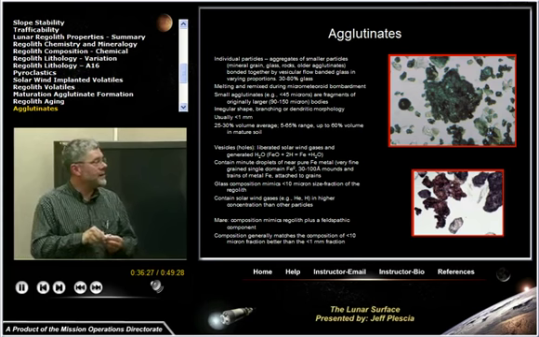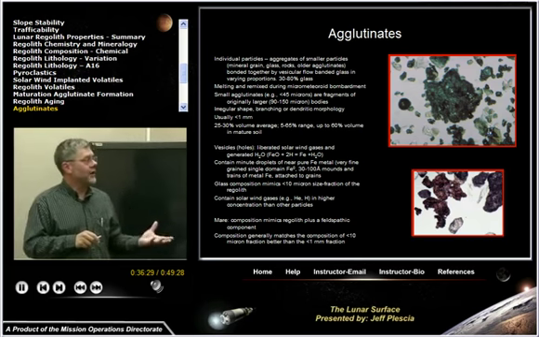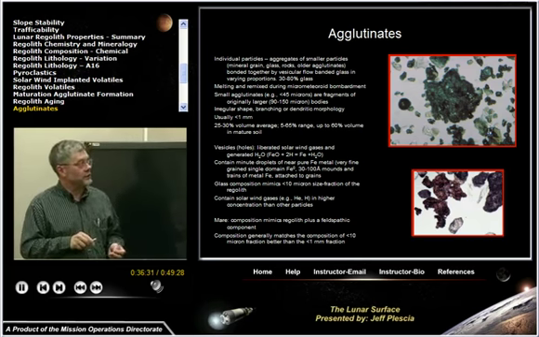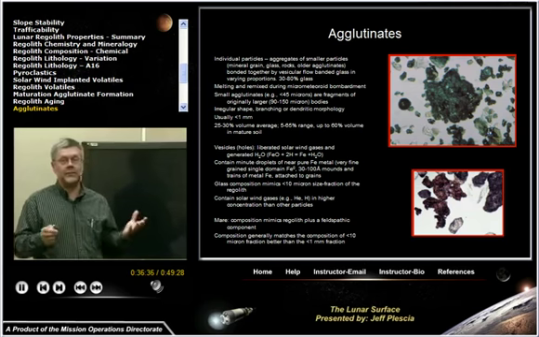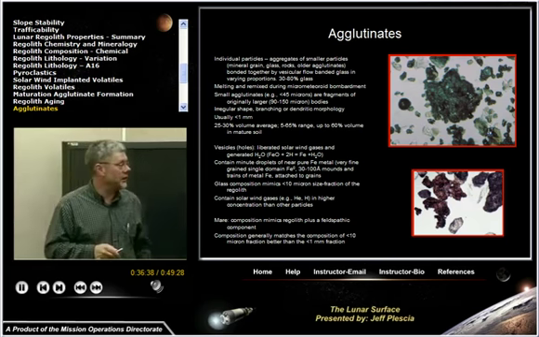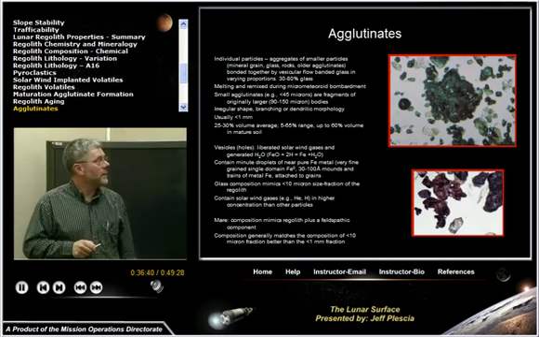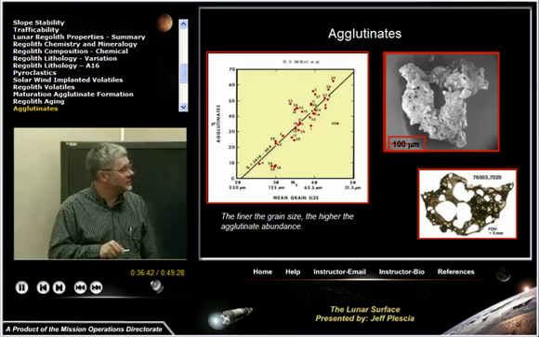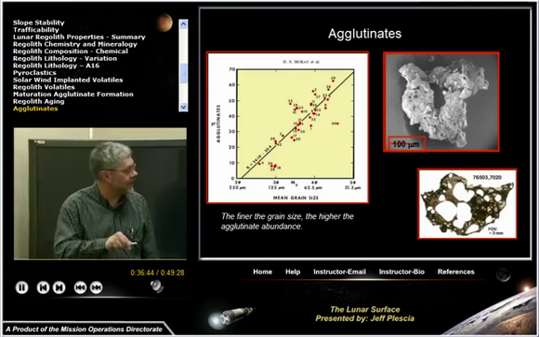And they make up significant fractions of the volume of the regolith in lunar mature soils, from a few percent at a minimum to, in some cases, up to 60%. So they're an issue you're going to have to deal with. Next slide. Again, this just shows that as the amount of agglutinates increases, the average grain size goes down.